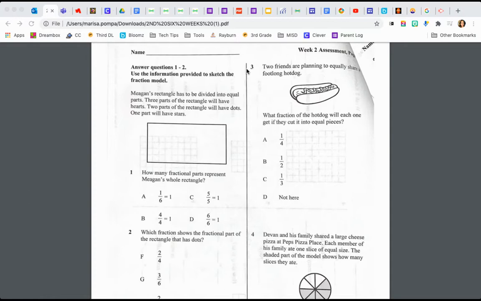Number 3. 2 friends are planning to equally share a foot-long hot dog. What fraction of the hot dog will each one get if they cut it into equal pieces? A, 1/4, B, 1/2, C, 1/3, D, not here.